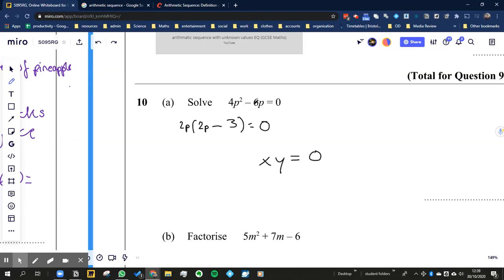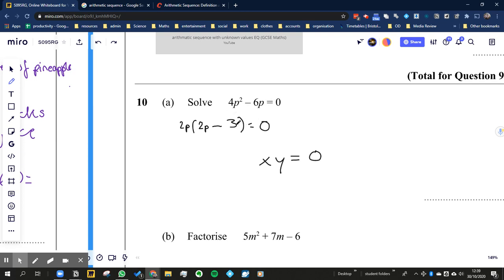So we're going to be trying to solve this equation. It's already been part solved here. But 4p squared minus 6p is equal to 0. And what we would first do is to solve these kinds of questions. They're kind of like a basic sort of introductory quadratic, I suppose.